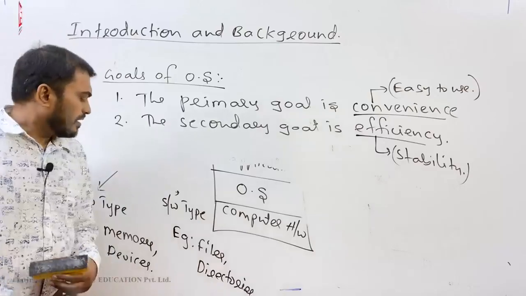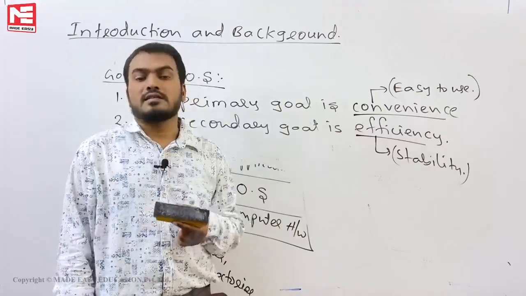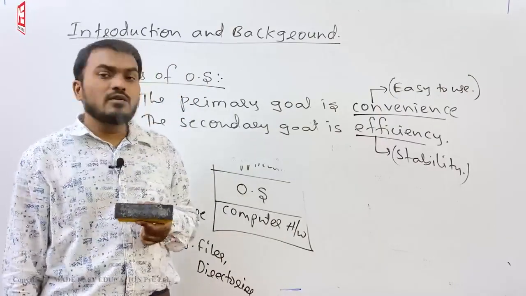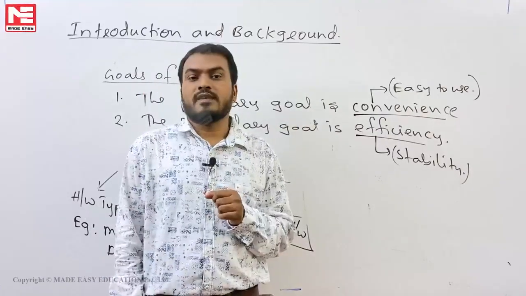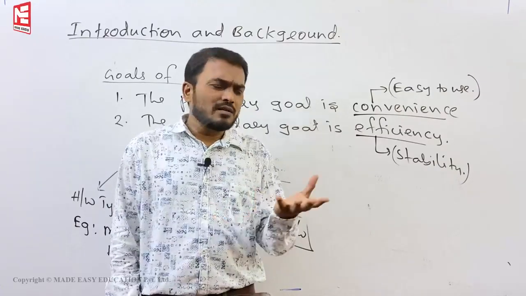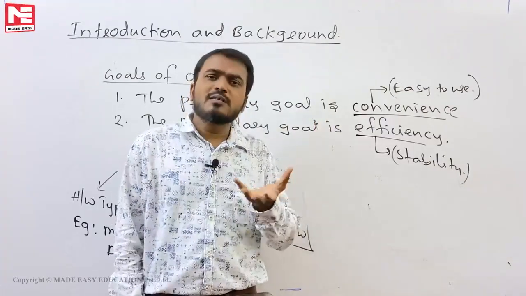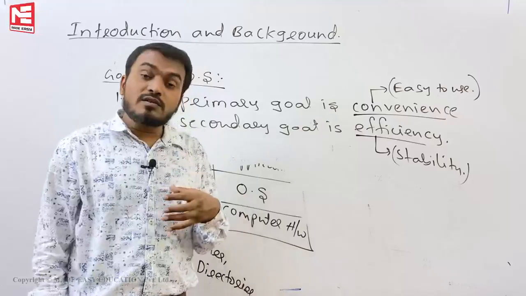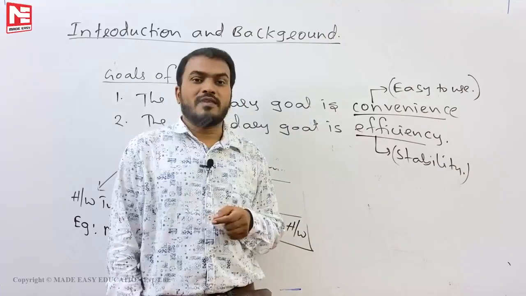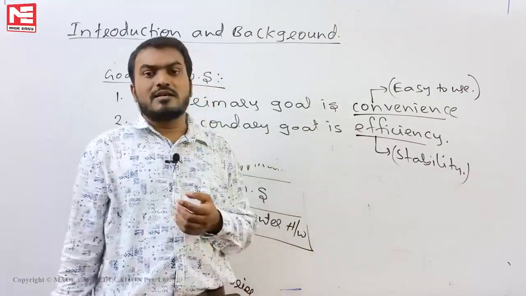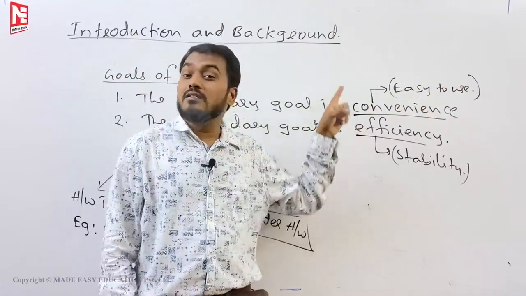Now remember, the primary goal and secondary goal will change from operating system to operating system. Like for example, if you observe the Windows operating system, Windows is designed with the primary goal as what? Convenience. Why? Because anybody who understands simple English can easily work on Windows operating system. So Windows is designed with the primary goal as convenience, and secondary goal as efficiency. And whereas if you observe the Unix operating system, Unix is designed with the primary goal as what? Efficiency, and secondary goal as what?